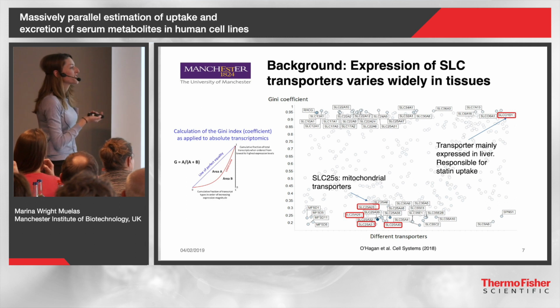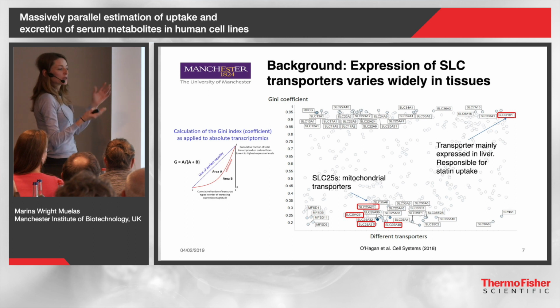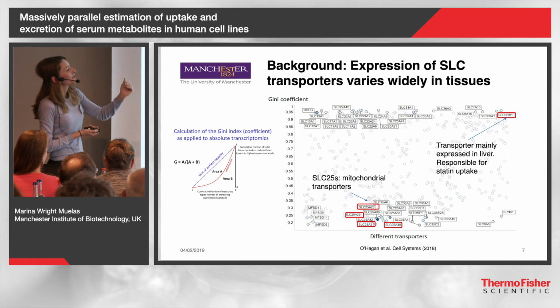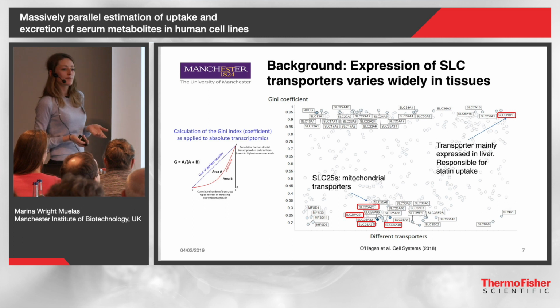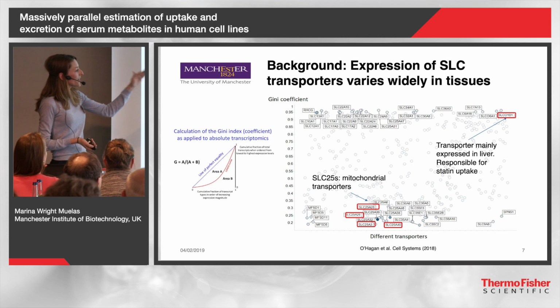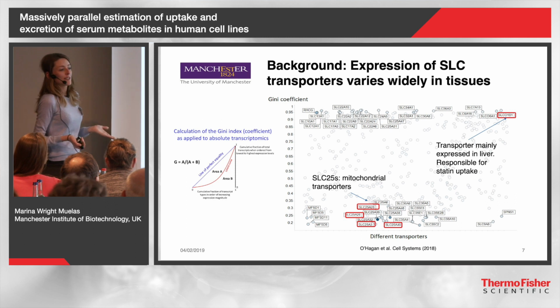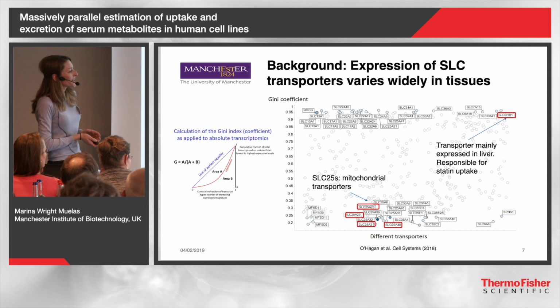There are SLCs with a high Gini coefficient, so that means they are expressed in pretty much only one, two or three tissues. And at the bottom, we've got the ones that are expressed pretty much everywhere. And lo and behold, if we look at the right-hand side here, SLCO1B1 is a transporter that's mainly expressed in the liver, and it's responsible for statin uptake. At the bottom, we see various SLC25s, which are mitochondrial transporters. And of course, all your cells need mitochondria to produce energy and ATP. So this is all making sense.